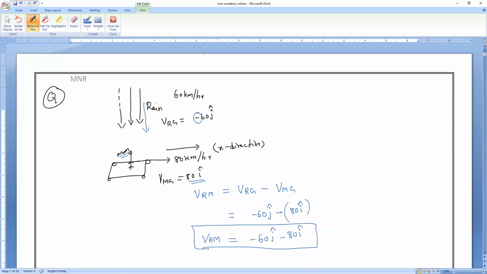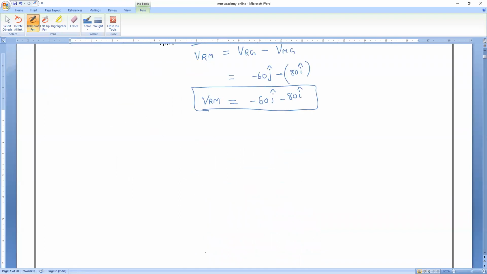Have you all solved till here? Anybody having any doubt? You can ask me. Now we have to find at what angle the man has to hold the umbrella, against the rain so as not to become wet. So this is minus y and this is plus y.